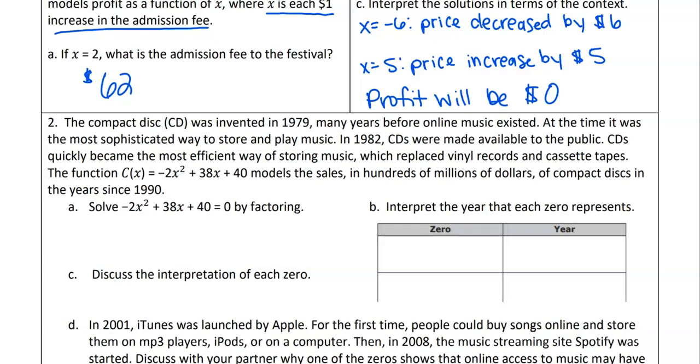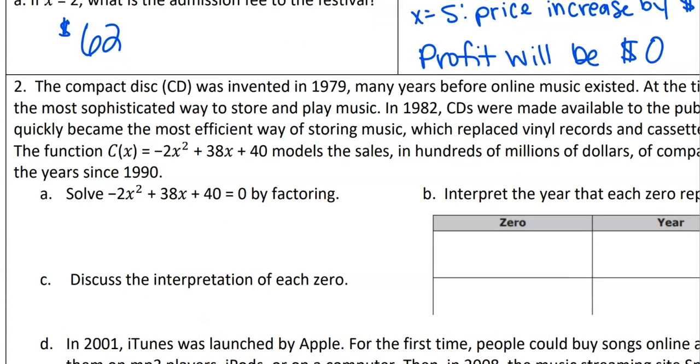All right, so let's solve this equation by factoring. So what can I do first? Let's divide it all by negative 2. So if we divide by negative 2, we get what? X squared. And then what goes in the middle? Negative 19. And then what's on the end? Negative 20.